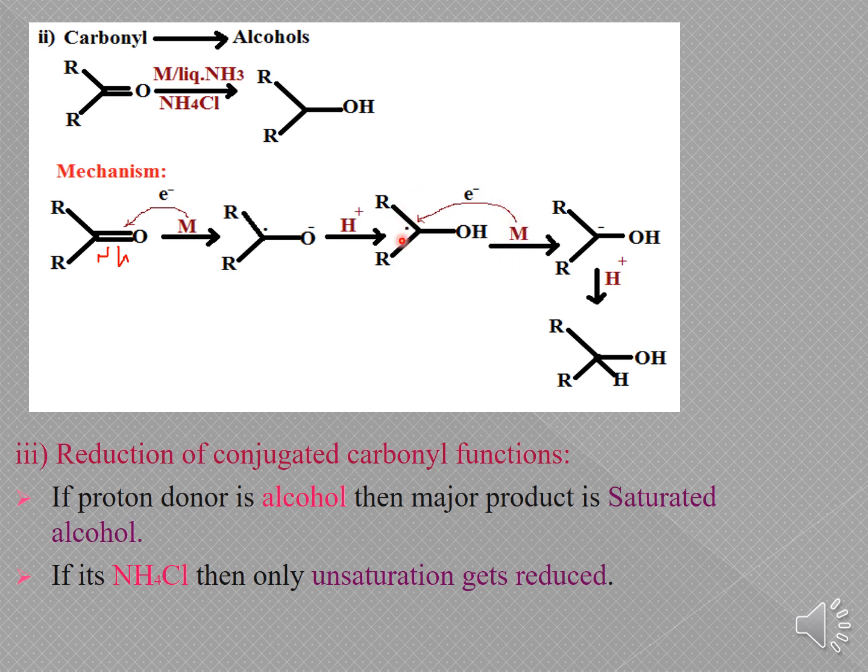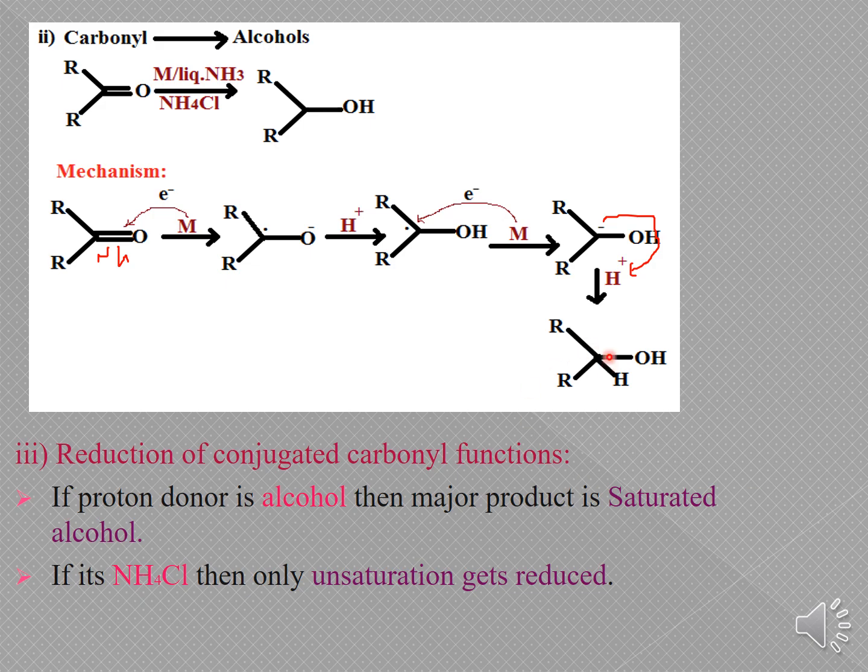Okay. And then again you are treating it with one more metal. So this metal again loses one electron. This radical will combine with the electron and give you a minus charge, okay, generating the carbon anion formation.